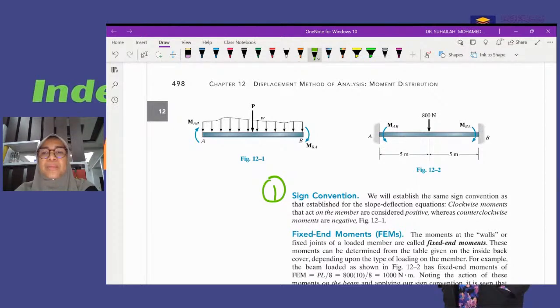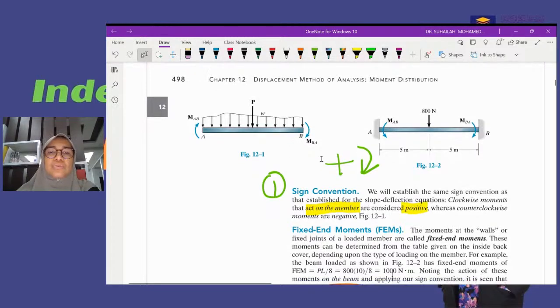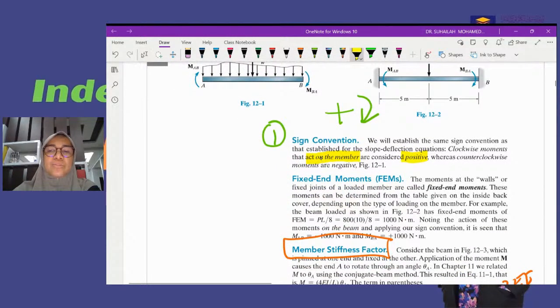The sign convention we use in the moment distribution method is clockwise positive. Clockwise we assume as positive. Clockwise moments that act on the member are considered positive. So this is about the sign convention.